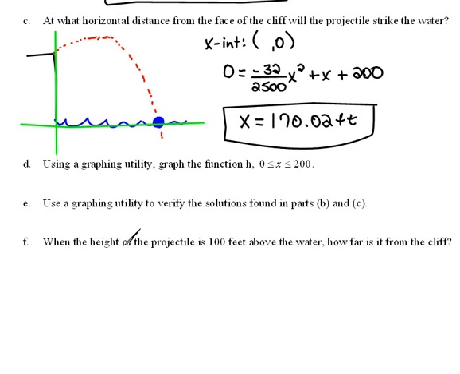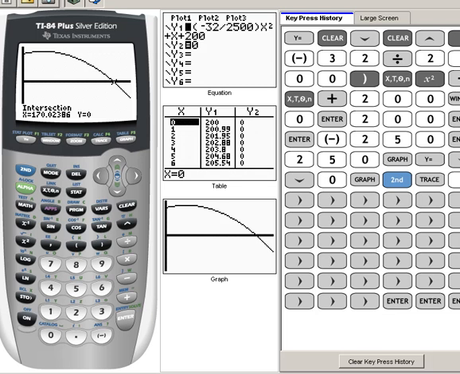This one says when the height of the projectile is 100 feet above the water, how far is it from the cliff? So if I look back up here at my picture again, 100 feet would be about halfway up the cliff here. So at 100 feet, right here is where this projectile is 100 feet above the water. Well, again, that means that we know a y value. We're looking for an x value. So let's use our calculator again to help us do that.